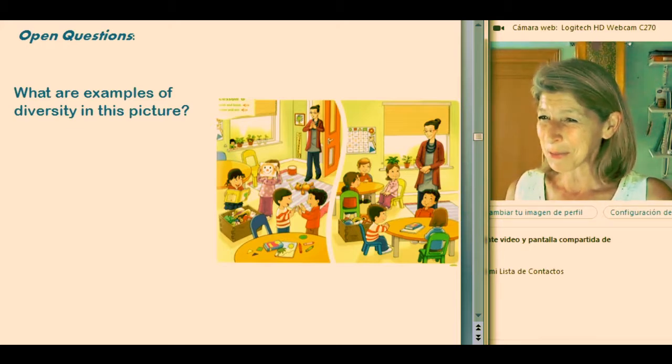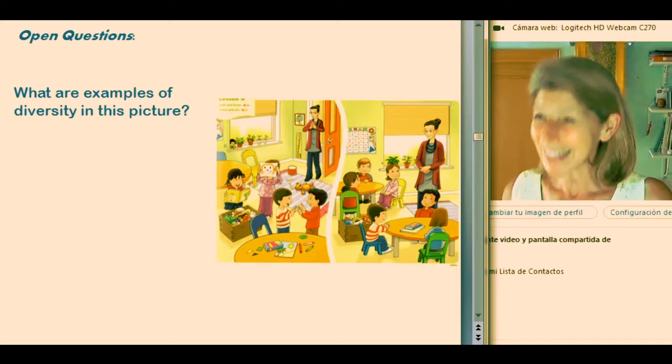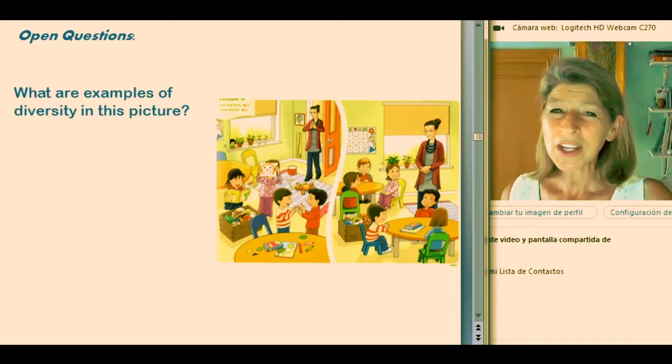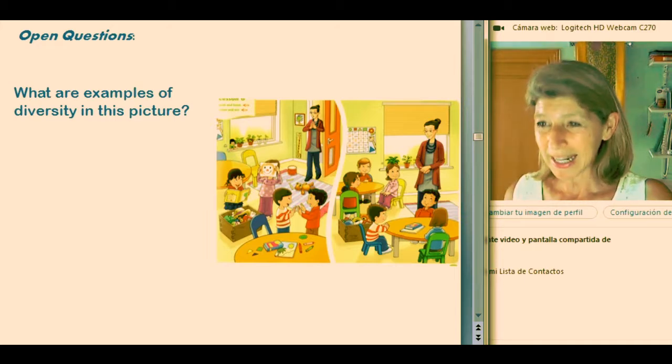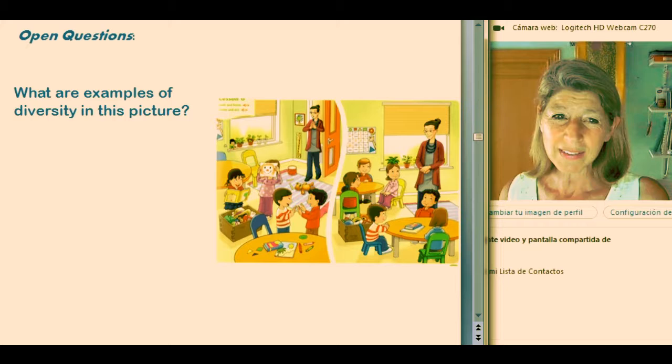Now I hear gasps everywhere. We can't use the word diversity in a lower primary classroom. And I say, yes, we can. We're going to do a webinar on academic language. For the meantime, just believe. If you use the word and you explain the word, they will understand it and be able to use it. So they'll talk to their partner about what diversity they see in the picture.